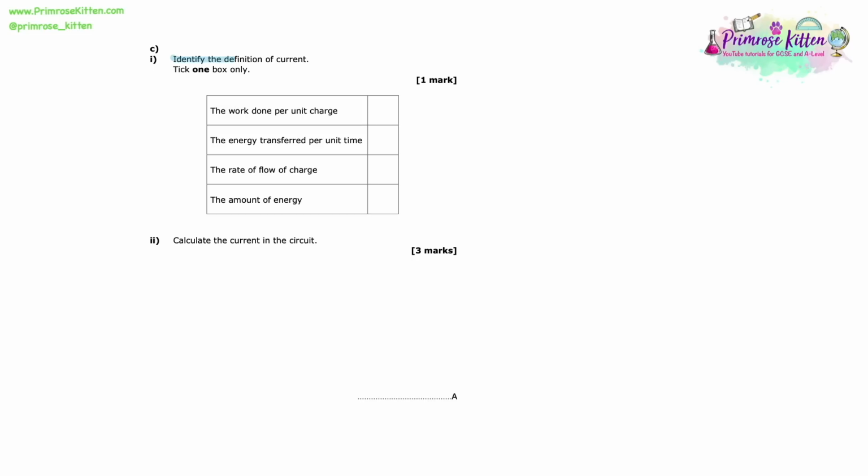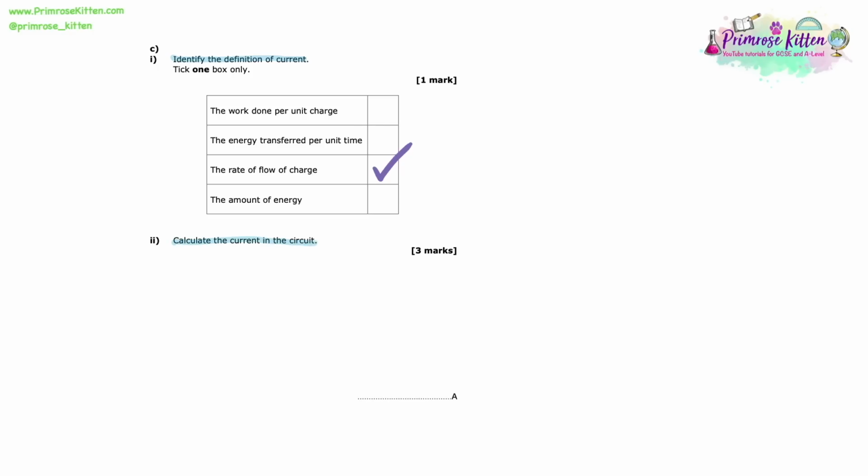Next up, we have a recall question. We're asked to identify the definition of current. So we just need to know this definition, so if you don't know it, time for a flashcard. The current is known as the rate of flow of charge. So that's a nice easy thing to remember to get some easy marks.